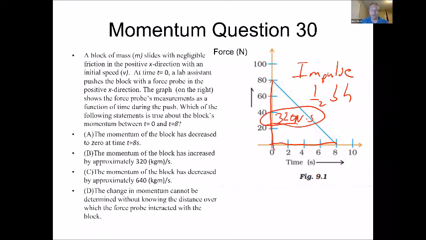Point being, it's a positive impulse, which means the change in momentum is also going to be positive. Notice that our block was initially moving in the positive direction. It has a positive velocity. So this should increase that momentum. Point being, it's looking like choice B is correct here. We're increasing the momentum of the block by 320 kilogram meters per second because we applied a positive impulse.